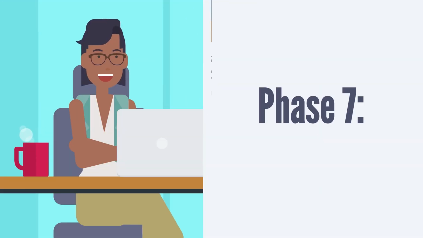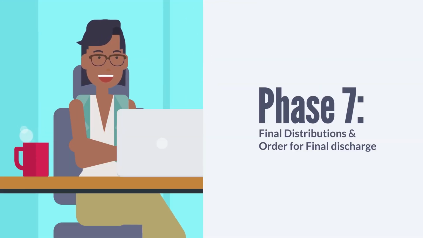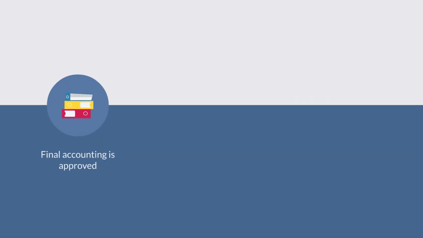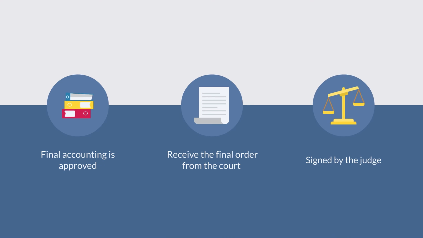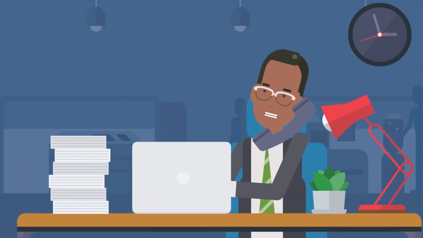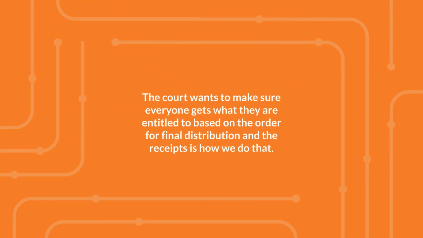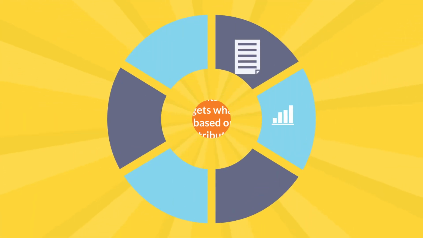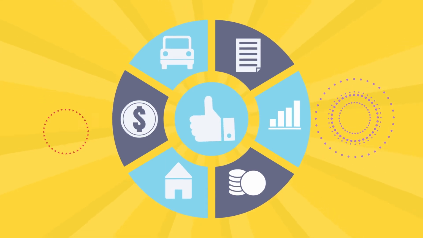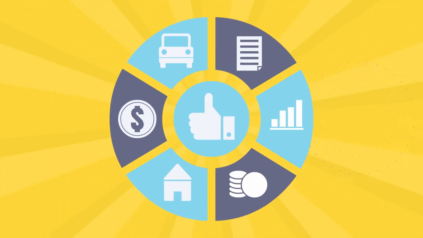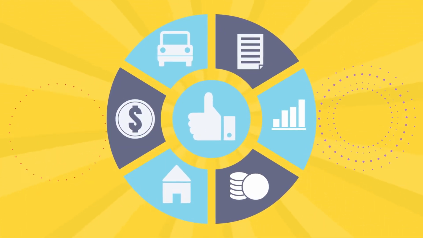And finally, Phase 7, final distributions and orders for final discharge. Once the final accounting is approved and we receive the final order from the court signed by the judge, our office will prepare the final receipts for all the heirs or beneficiaries to sign. The court wants to make sure everyone gets what they are entitled to based on the order of final distribution, and the receipts are how we do that. Once the receipts have been signed and final distributions are made, the court can now discharge the personal representative from their role as personal representative.